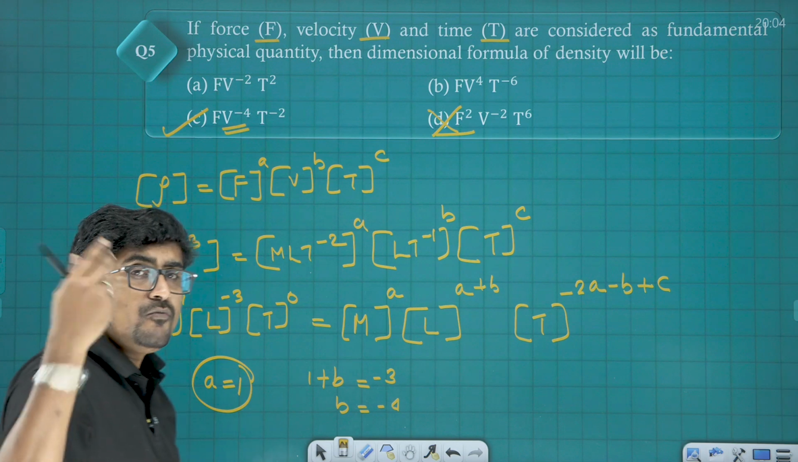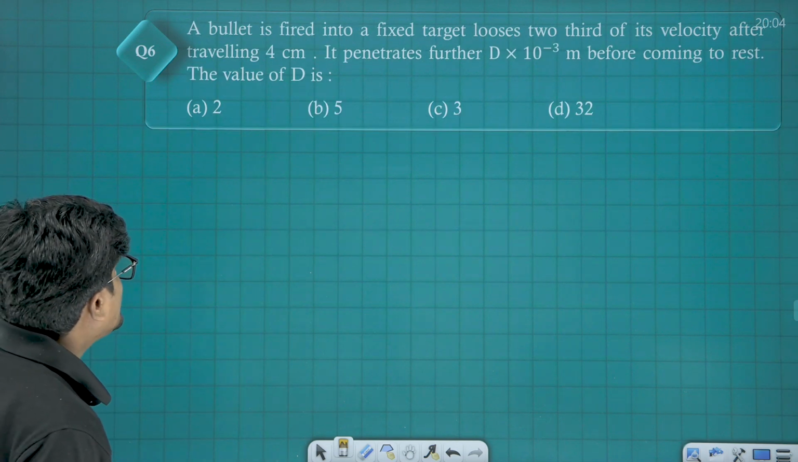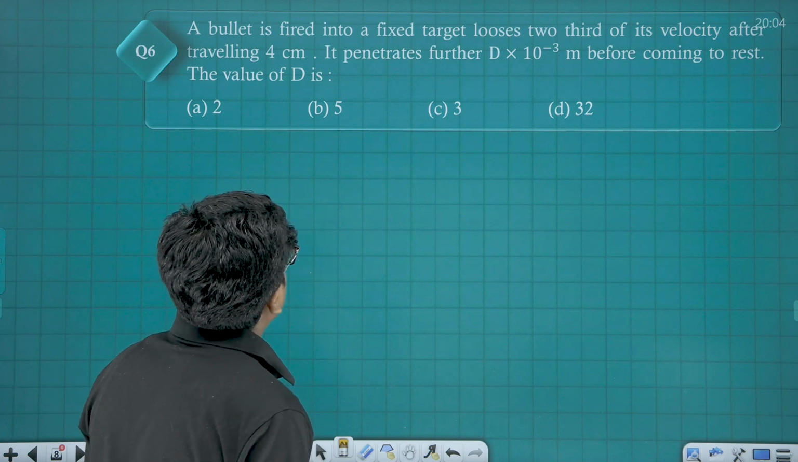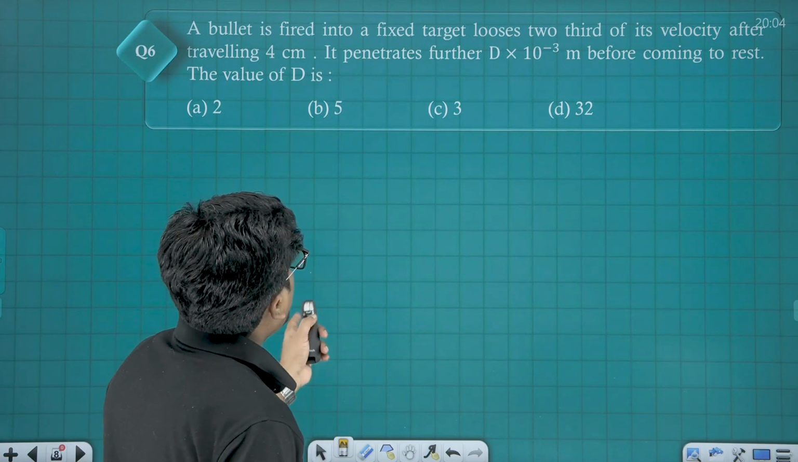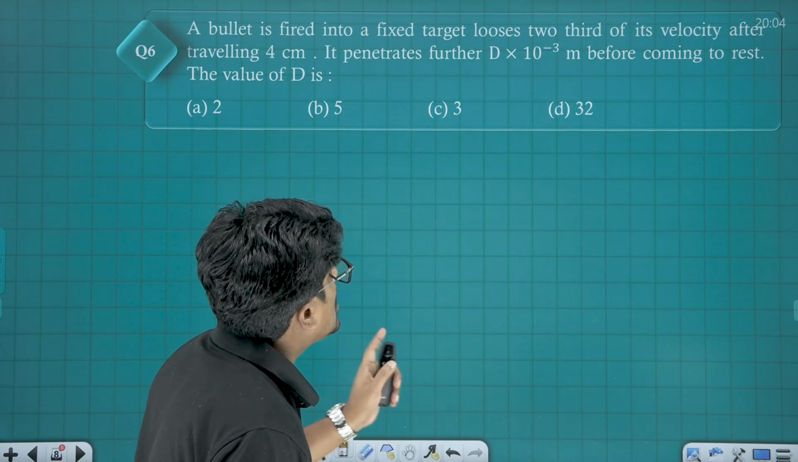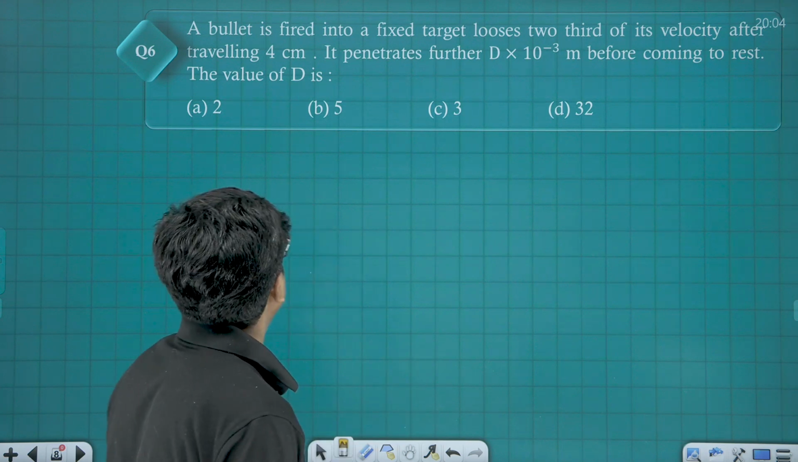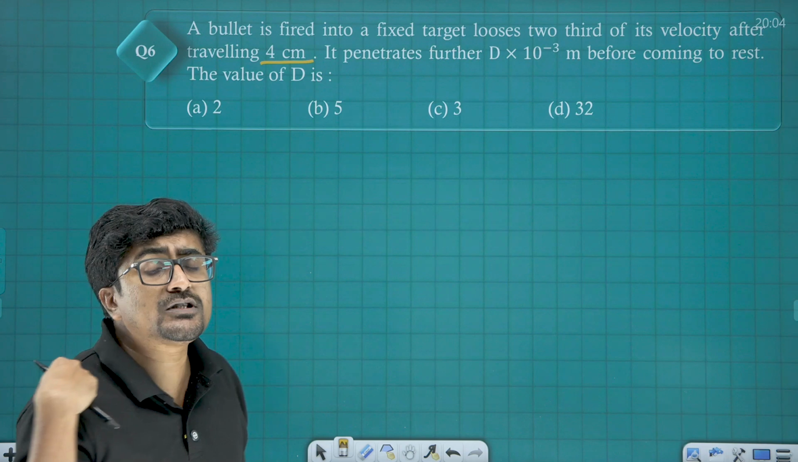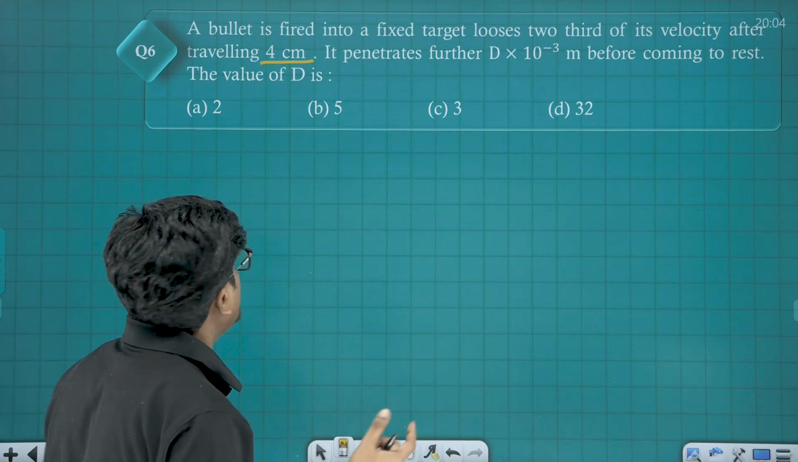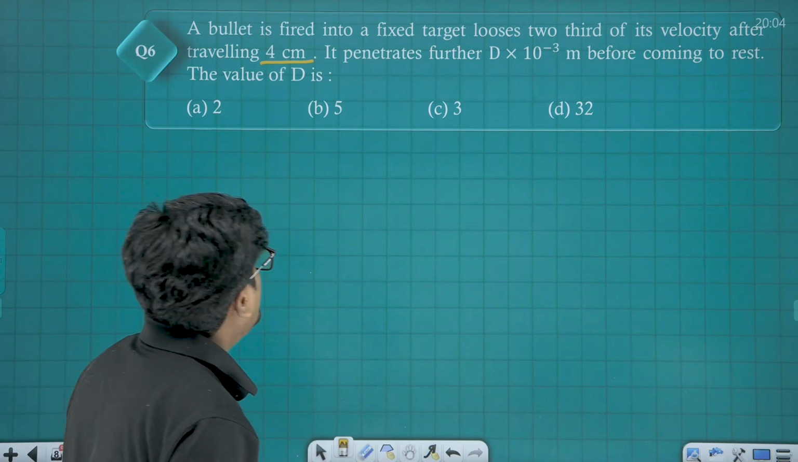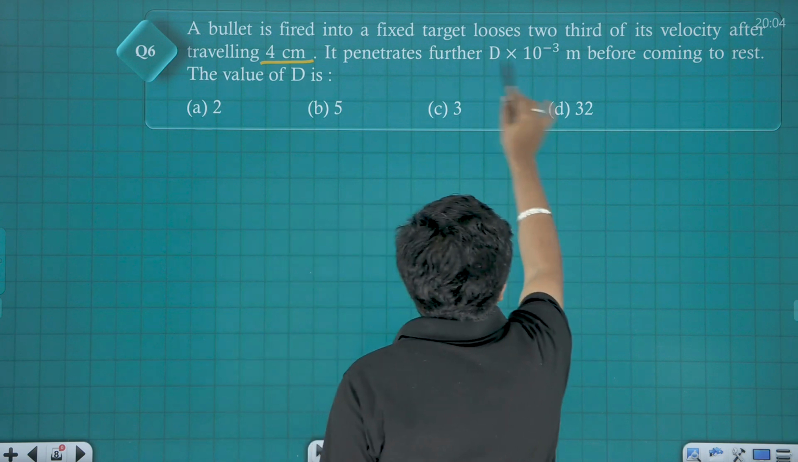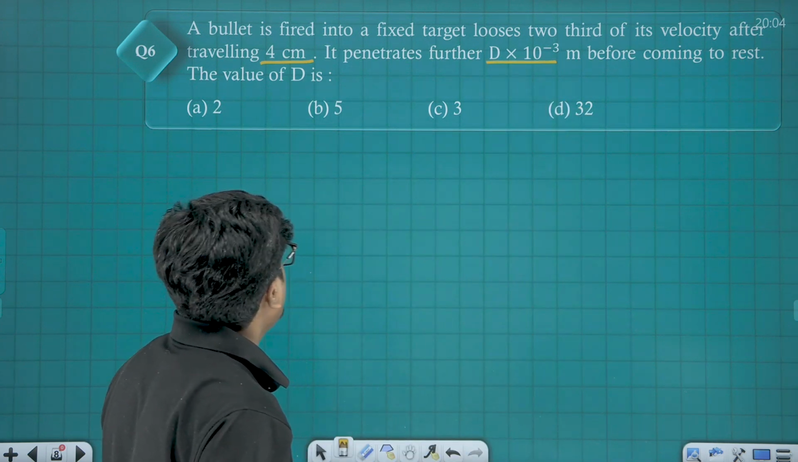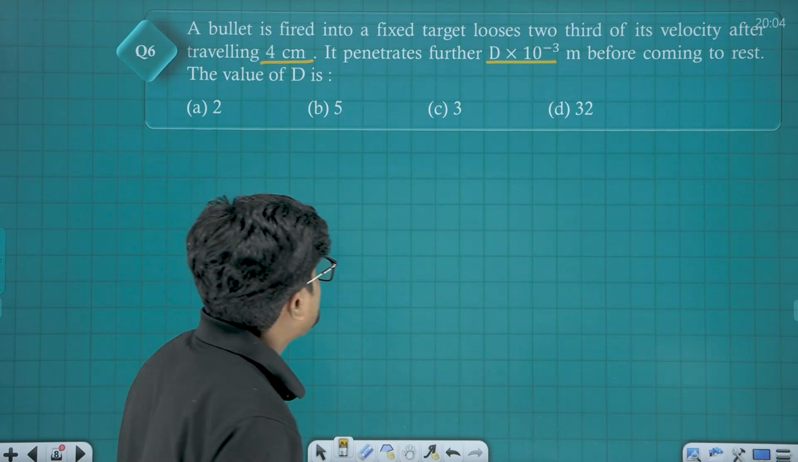Okay, now we are moving to the next, question number 6. Question number 6 says, a bullet is fired into a fixed target, and loses 2/3 of its velocity after traveling 4 cm. It penetrates further, capital D, into 10 to the power minus 3 meter before coming to rest. Then the value of D is, that is the question.